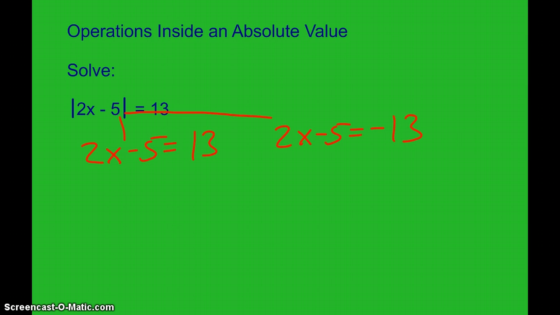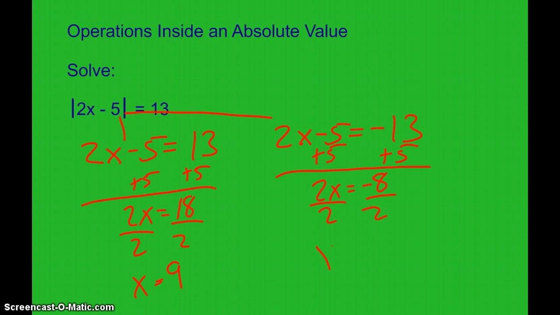In order to take that step where we can solve our equation without the absolute value, we had to split it into two separate equations. From there, we do our basic solving, giving a solution x equals 9. Then we have to go back and start the whole problem over again. Add 5 to both sides. Divide by 2. And get x equals -4.